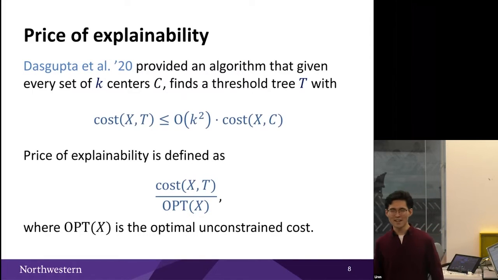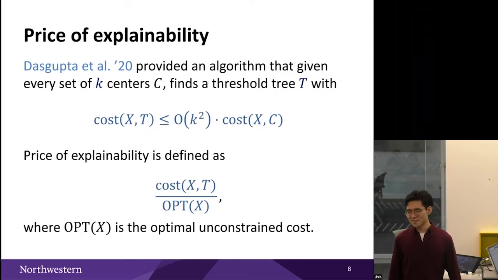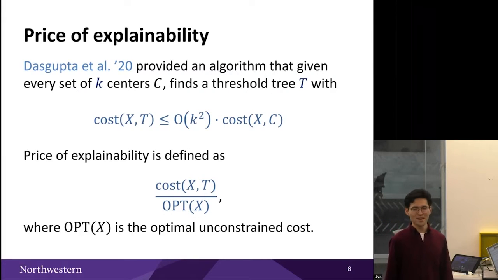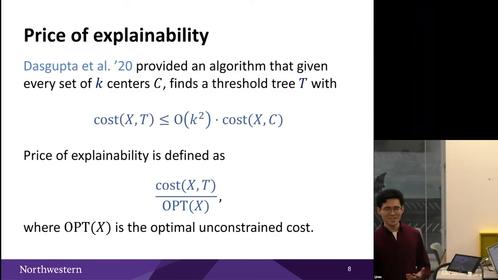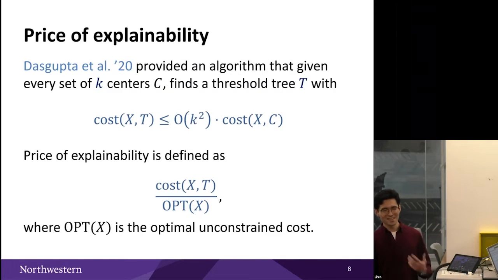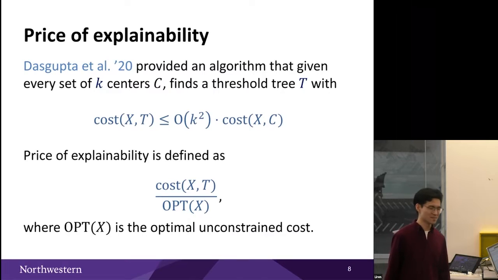Then a question is how this decision tree cost compares to the unconstrained cost given by the classic K-means. Dasgupta et al. provide an algorithm that, given a k-center set C, finds a threshold tree T such that the cost of this decision tree T is at most order k squared times the cost given by center set C. And they define the price of explainability as the ratio between the cost of T to the optimal unconstrained cost. So in this case, if we pick k centers with some constant approximation algorithm for classic K-means, then their algorithm basically tells us an upper bound of order k squared on the price of explainability.